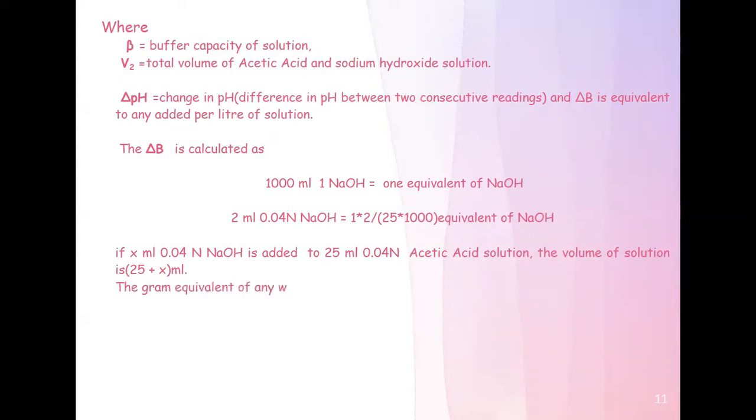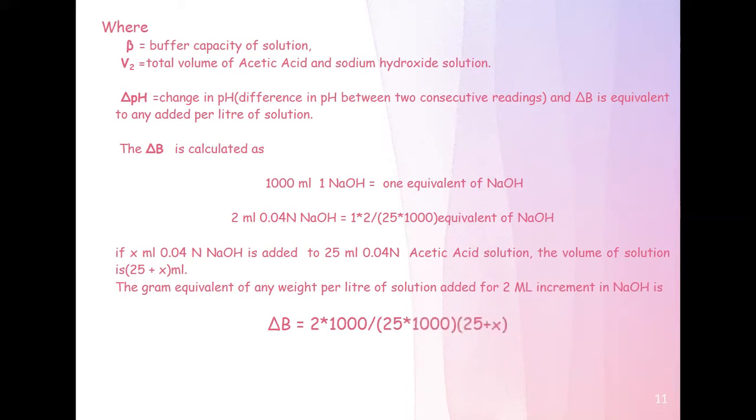And the gram equivalent of NaOH per liter of solution added for a 2 ml increment in NaOH is calculated by using this formula, that is delta B is equal to 2 into 1000 divided by 25 into 1000 into 25 plus X. So the final formula for delta B is 2 into 1000 divided by 25 into bracket 25 plus X.